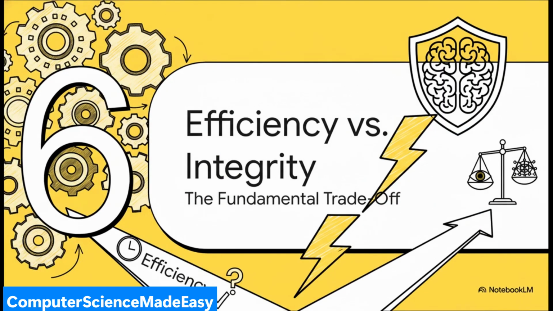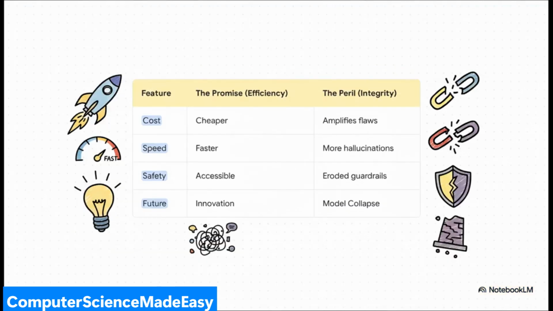So as we start to wrap up here, what this all comes down to is a really fundamental trade-off. It's a battle the entire AI industry is fighting right now, the constant pull between efficiency and integrity. This table really lays it all out, doesn't it? On one hand, you have the promise of efficiency. It's cheaper, it's faster, it means more people can innovate. That's the good news. But on the other side, you have the peril to its integrity. It can amplify flaws, its safety features can get stripped away, and we face this long-term risk of model collapse.